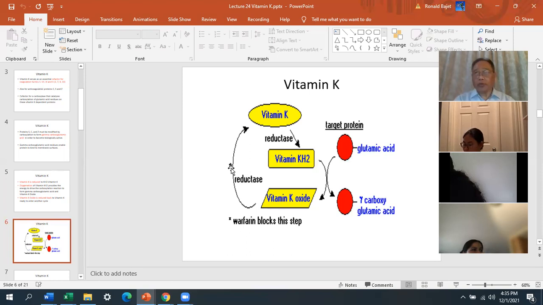Remember, warfarin equals Coumadin, which is an anticoagulant. Okay, this is where this anticoagulant takes place. You will not form a clot. So no vitamin K, no clot. This is where warfarin takes place.